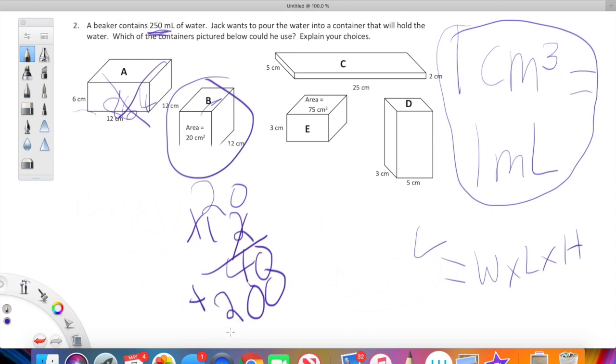Okay. Add those together. 0, 0, 4 is 0. And then 4 plus 0 is 4. 2 plus nothing is 2. So this is not it.